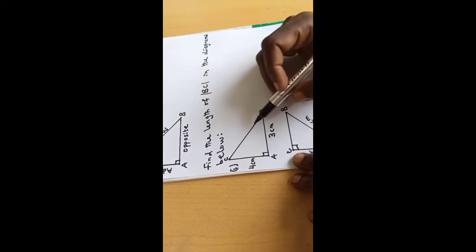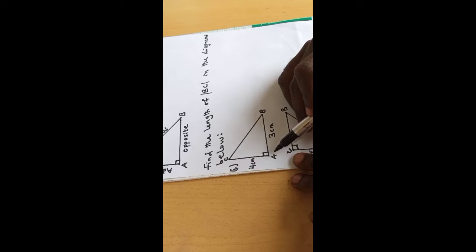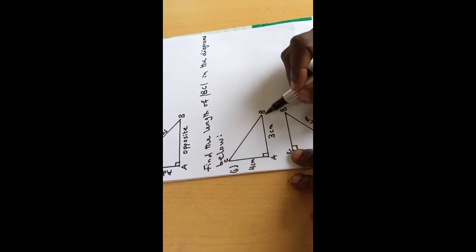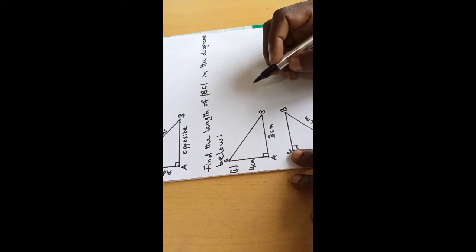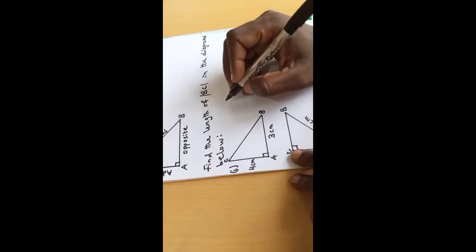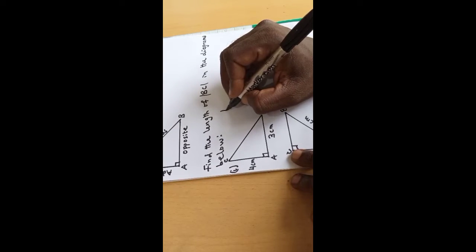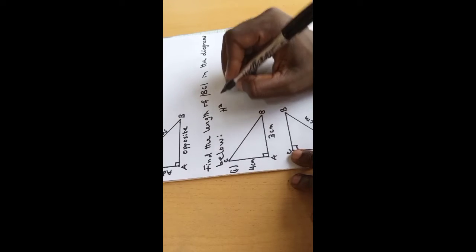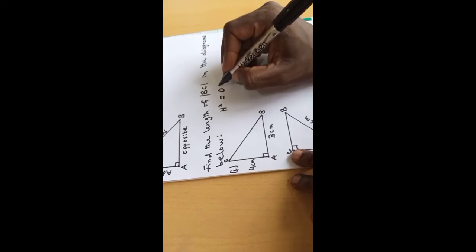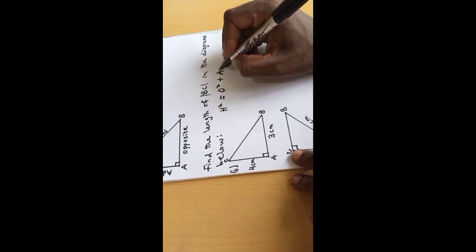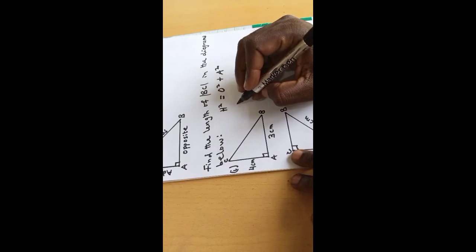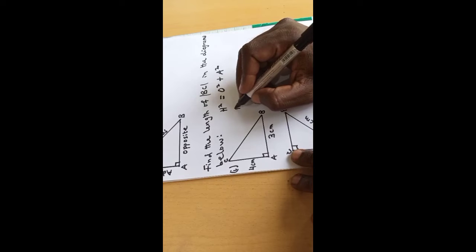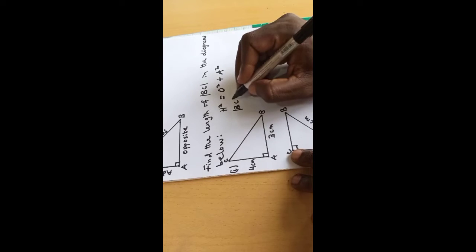Okay, so we have been given 4 centimeters over here. AC is 4 centimeters, AB is 3 centimeters, and our BC we don't know. But BC happens to be the hypotenuse. So according to Pythagoras theorem, our hypotenuse squared is equal to opposite squared plus adjacent squared. And our hypotenuse, which is BC, hasn't been given.